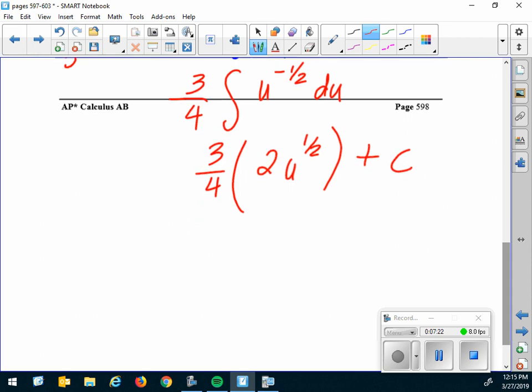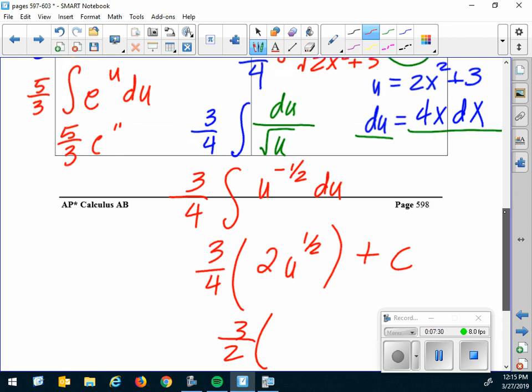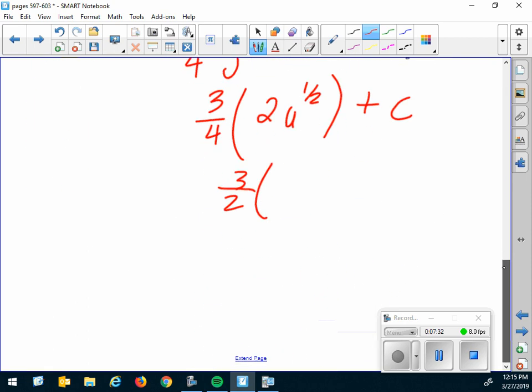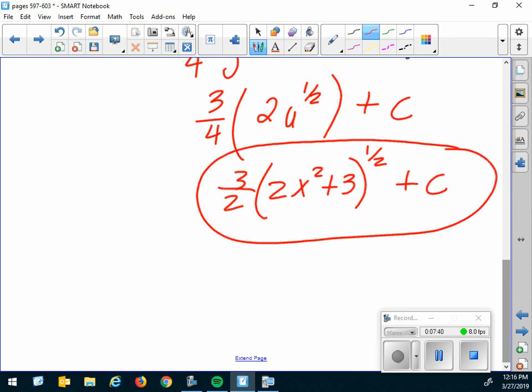So what's this give me? 3/4 of 2, 3/2 times u, which was 2x squared plus 3, to the 1/2 plus a constant. If you want to write the to the 1/2 power as square root, that's fine. You got to practice, right? You got to practice.